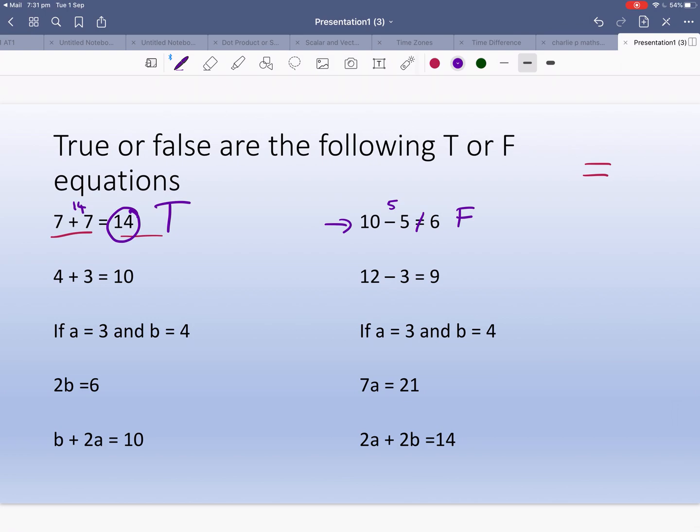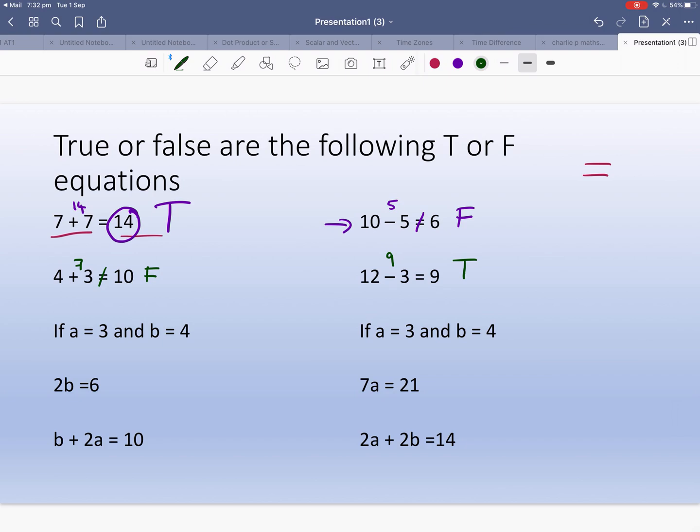All right, hopefully you've paused the video, and we're going to have a crack at these. So let's look at the left-hand side here. 4 plus 3 is 7. Is that equal to 10? No, it's not, so it's false. What about the next one? 12 minus 3, that's 9. Yeah, that's equal to it, so true. All right.